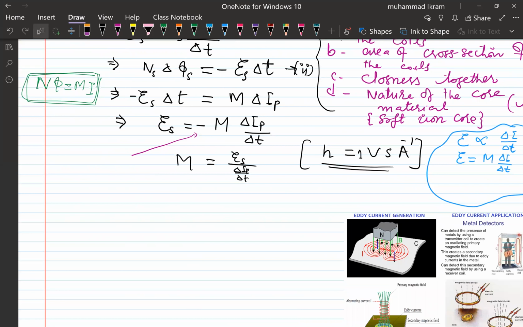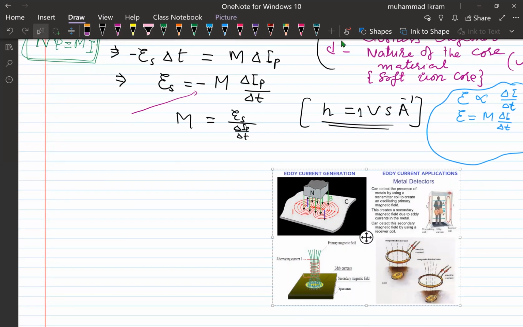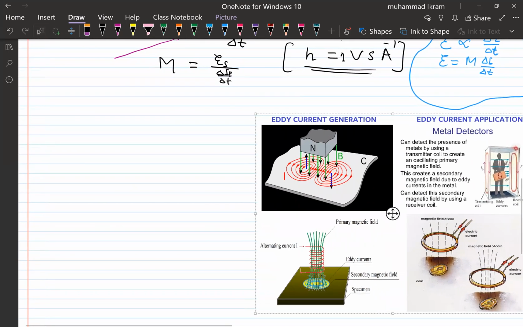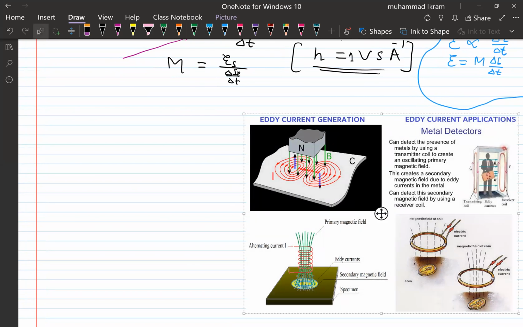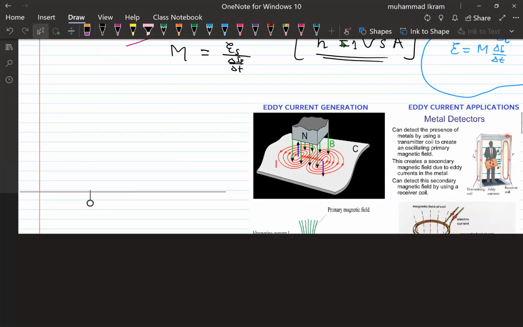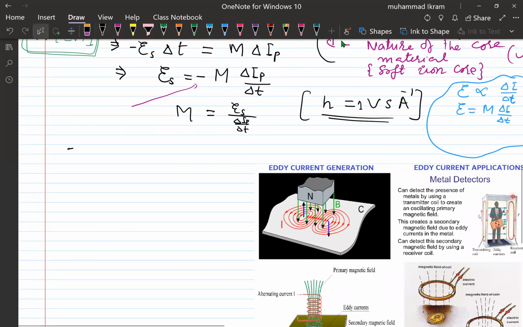Our next topic is the eddy current, and that is also a very important topic, right? Because it has many applications. Better you study this by yourself, but let me do this for you. The eddy current. What is eddy current?